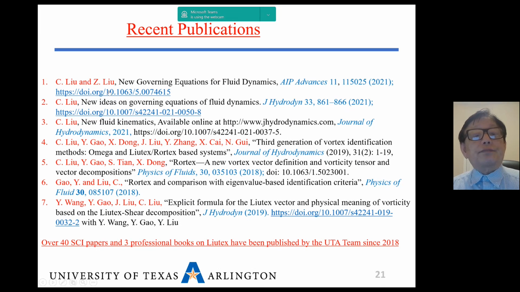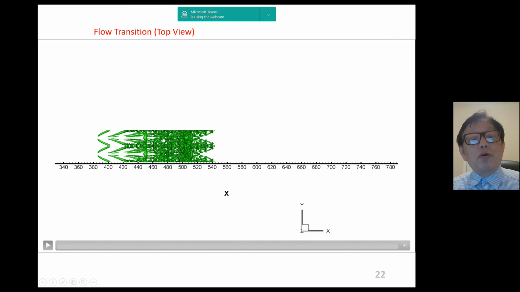The most recent publication is new governing equations of fluid dynamics, published in AIP Advances. We have already published 3 professional books and over 40 SCI papers.